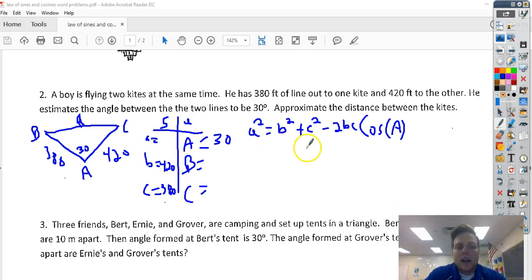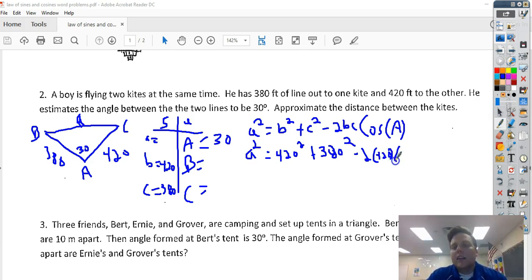Now, let's double check, make sure we have all that information so I can actually use this formula. Do I have B? Yes. Do I have C? Yes. Do I have angle A? Yes. Okay, I can use all this information. I can use this formula. So A squared is equal to 420 squared plus 380 squared minus 2 times 420 times 380 times cosine of angle 30 degrees.